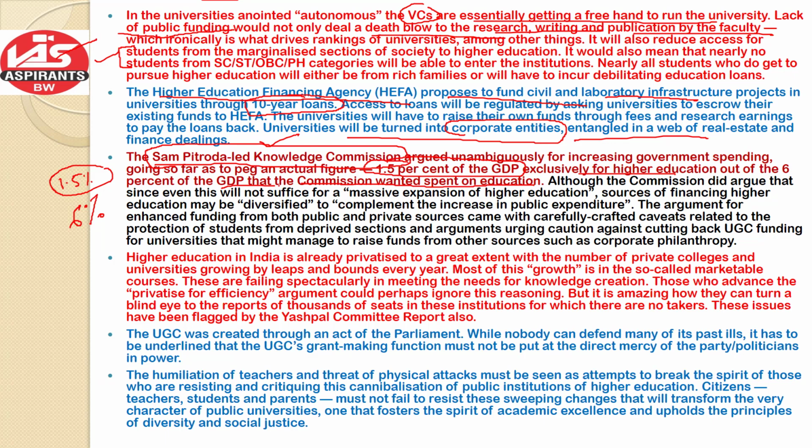And this commission also says that even 6% is not enough, and public funding should be further enhanced. So what is proposed by the Sam Pitroda-led Knowledge Commission is that you should increase public spending. You should give around 1.5% of GDP exclusively for higher education. But on the other hand, what our government is doing, for example through HEFA, is telling the universities that you will get the infrastructure through 10-year loans.